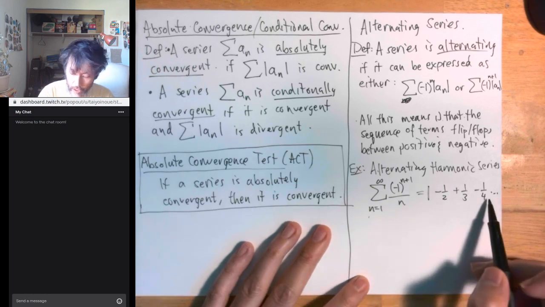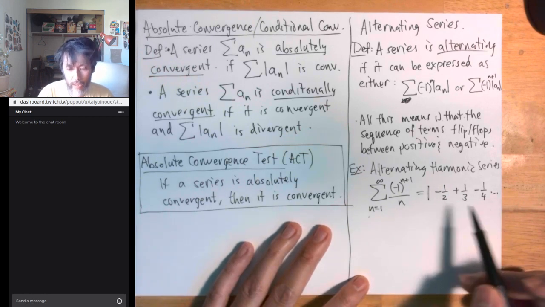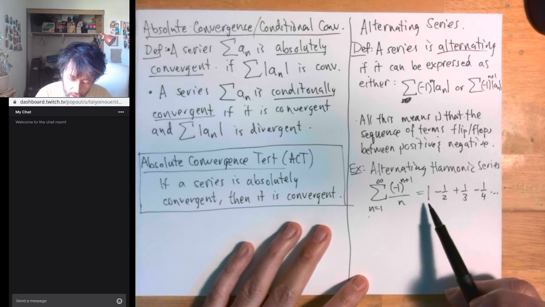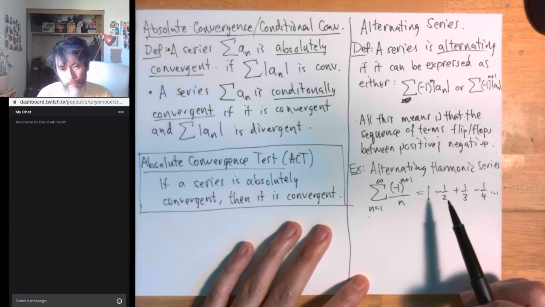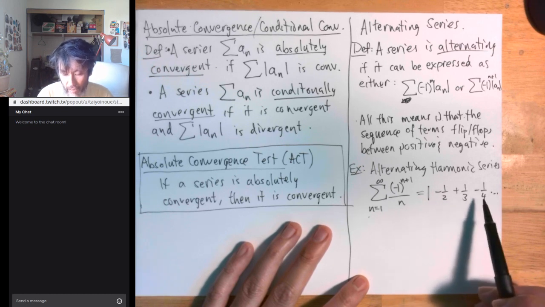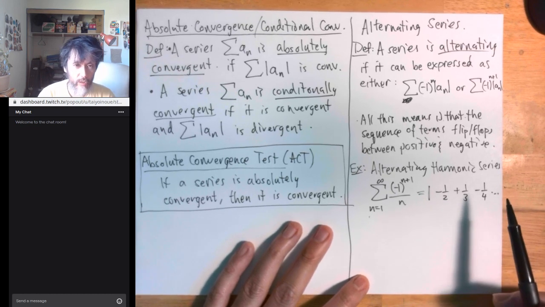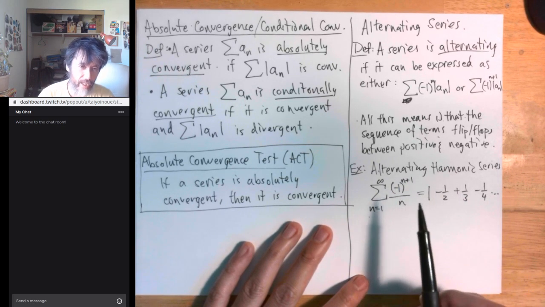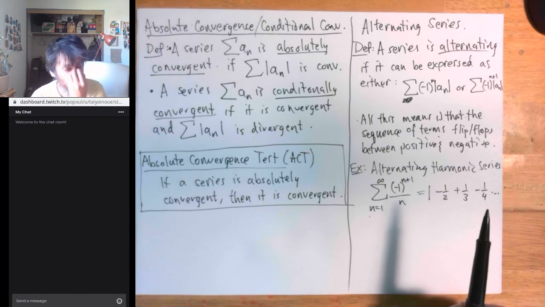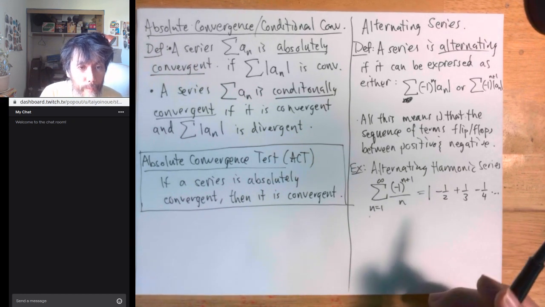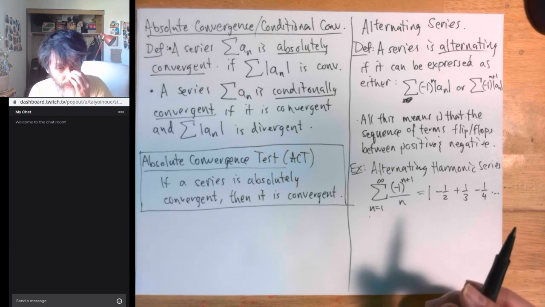This is called the alternating harmonic series because it looks like the harmonic series, except that it's alternating. Why is it alternating? Because you can see the sequence of terms flip-flopping between positive, negative, positive, negative. The tip-off that you're looking at an alternating series is this negative 1 to the blah gadget that we see here. That's usually an indication that your series is alternating.